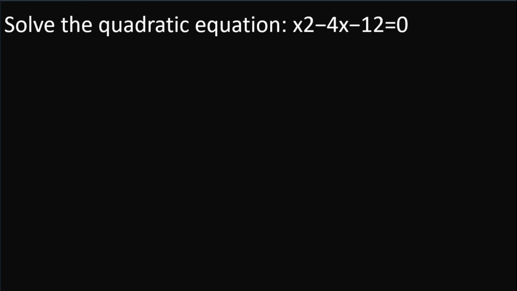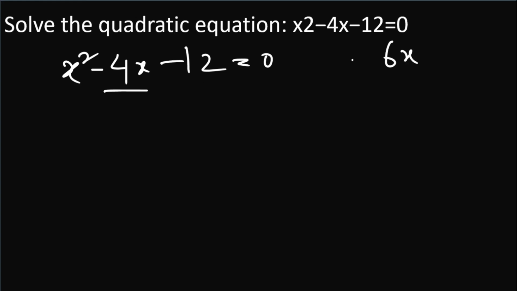Now come to problem number 3. Here we need to solve the quadratic equation x squared minus 4x minus 12. We need to choose two numbers whose product is minus 12. So minus 6x plus 2x. Minus and plus multiplied give minus, and the sum is minus 4x. So we can rewrite it this way.